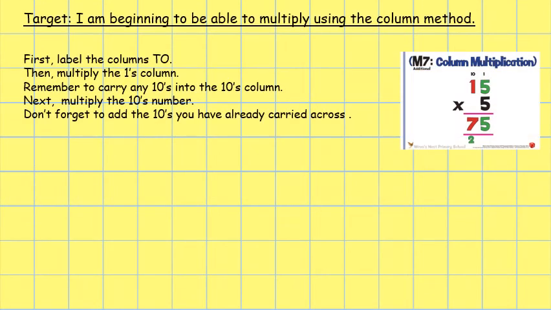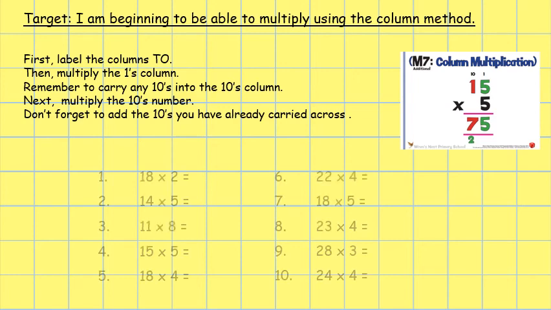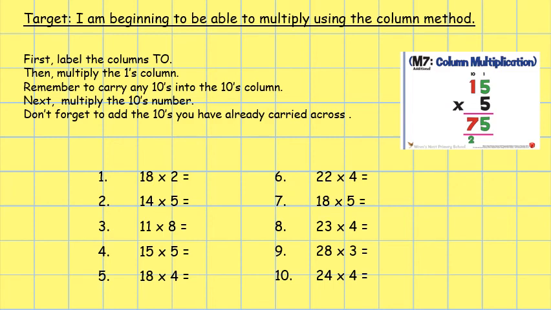Your target today is I am beginning to be able to multiply using the column method. First, label the columns tens and ones. Then multiply the ones column. Remember to carry any tens into the tens column. Next, multiply the tens number. Don't forget to add the tens you have already carried across.